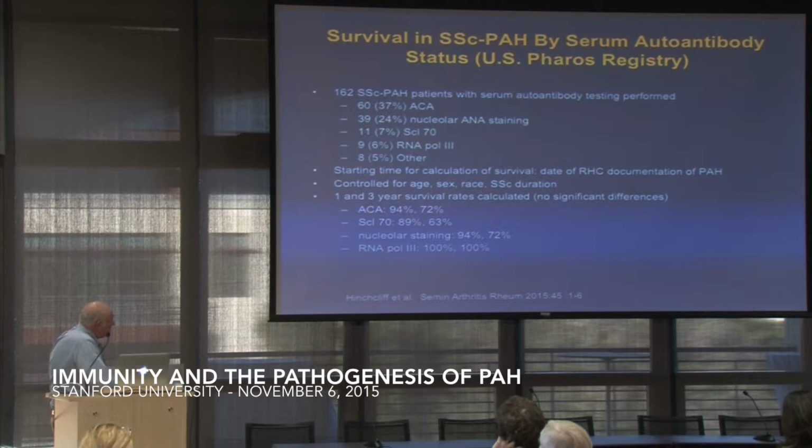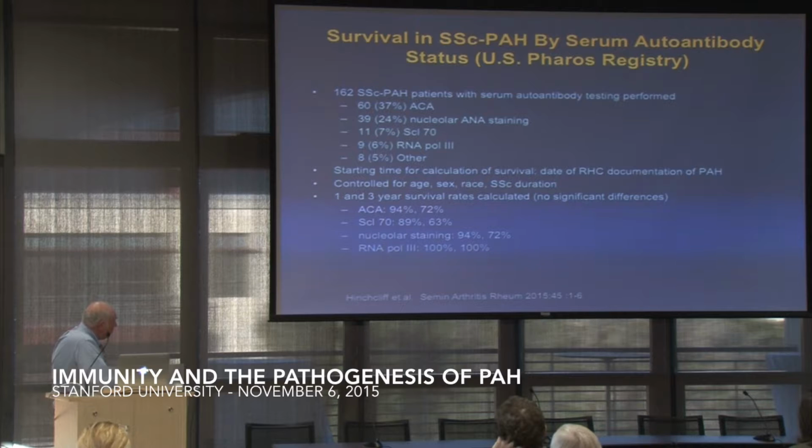This same type of analysis was done in the Pharos registry. The numbers are somewhat smaller, but here are the numbers of antibodies which were found. Again, centromere was the highest. This study was not able to distinguish the different types of nucleolar staining antibody. So for purposes of comparison, I grouped our 2 major nucleolar staining antibodies, THTO and U3-RNP, together for comparison. The starting time was essentially the same.